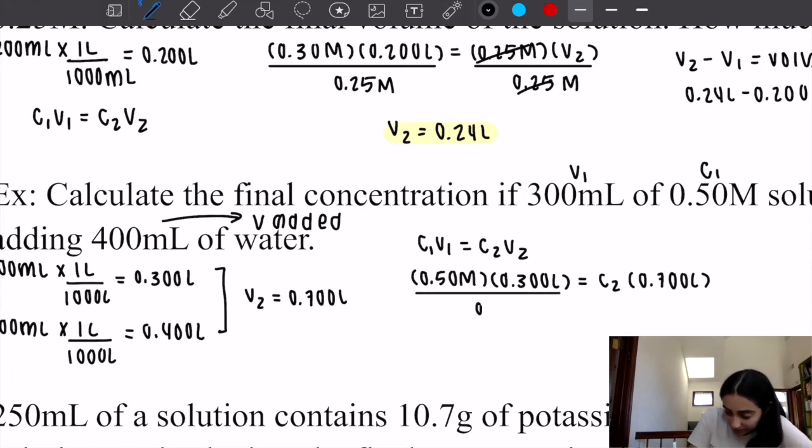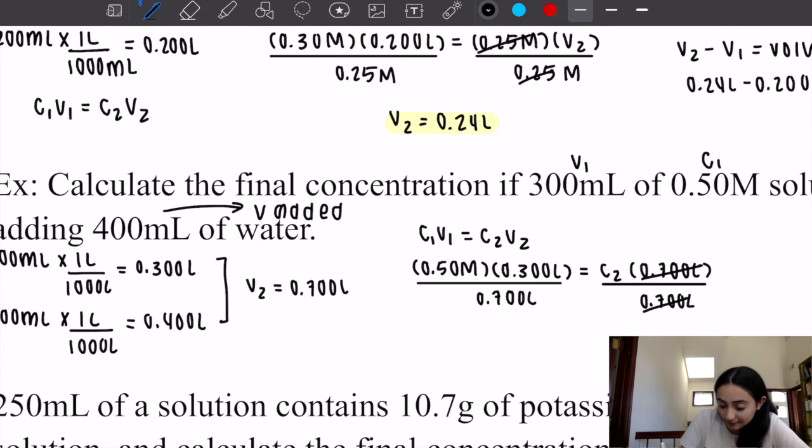Now I'm going to divide both sides by 0.700 liters and get that the final concentration equals 0.21 molarity. Remember, this is 2 sig figs because 0.50 molarity is 2 sig figs.